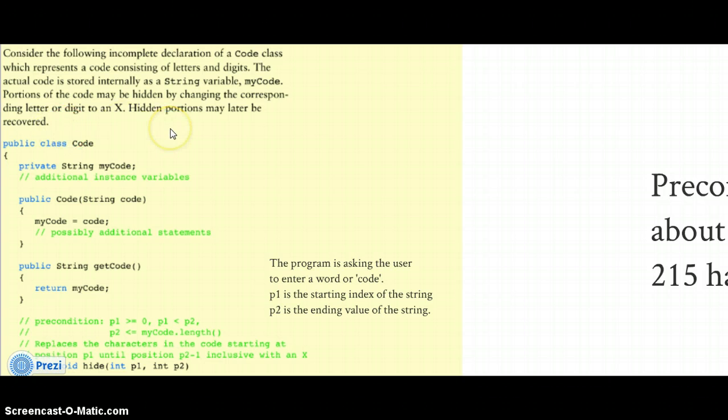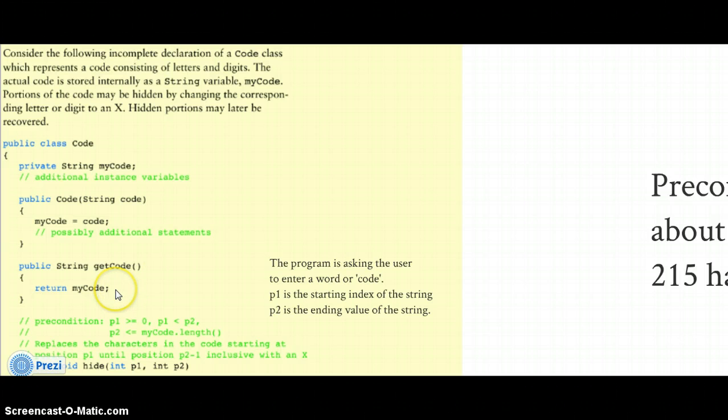So if you were a programmer creating a code that is hidden from others, which many programmers do all the time, you would create something like this, where you would create a Code class. Notice that you would have instance variables as shown here, String myCode, and then here's your constructor, public Code, which takes a string value as a parameter, String code. The instance data and parameter are connected. And then notice our first method, getCode, which returns myCode.